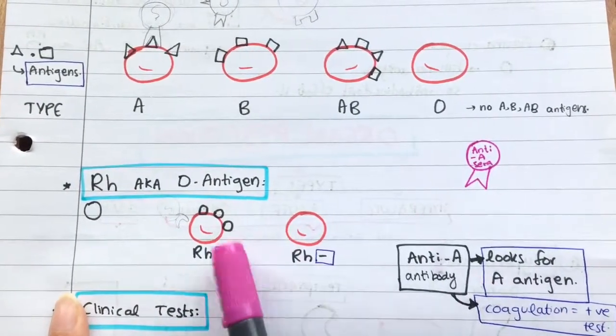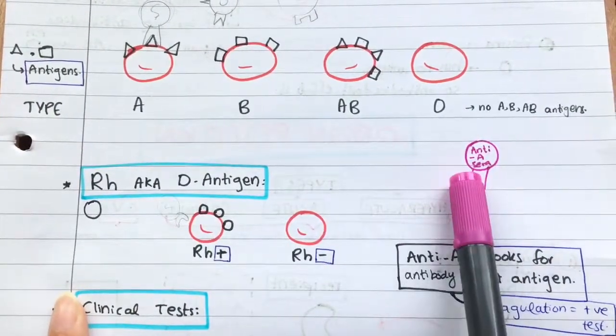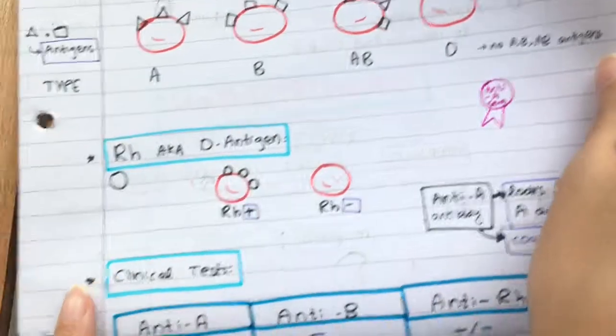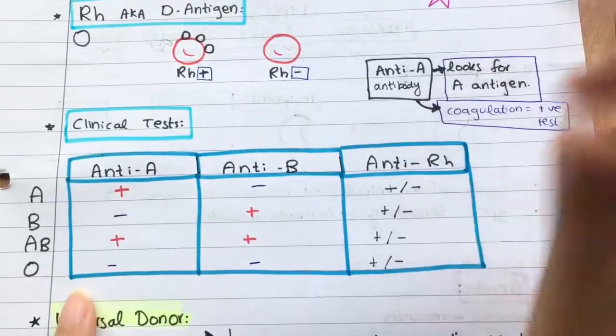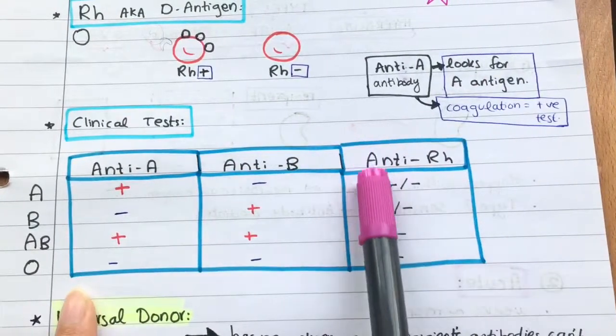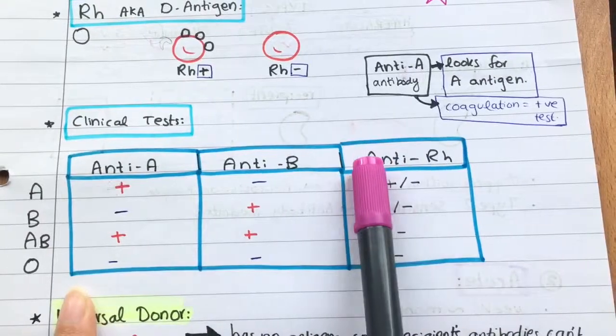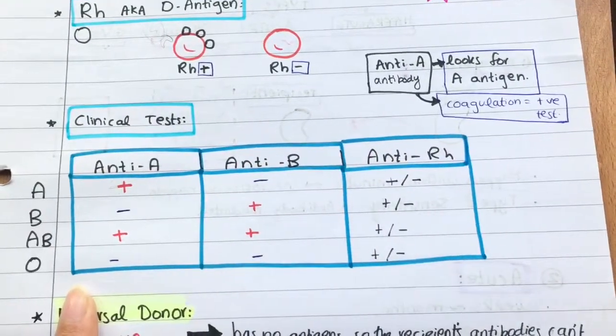Okay, so how do we test this? It's really simple. We take a blood sample, and then we add in anti-A sera, we add in anti-B sera, then we add in anti-D sera, okay? And that's how we determine what the blood type is.